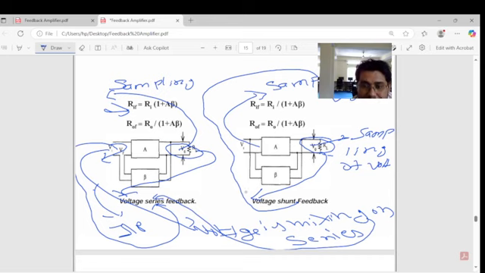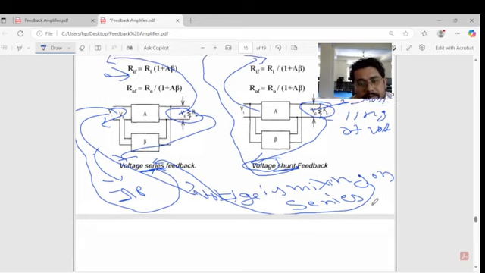So we will see here this is the output. At the output term, the voltage is taken from the output, and this term is taken from the input. If at the output there is sampling, that means shunting. If at the input there is mixing, that means series. So how can we write this?